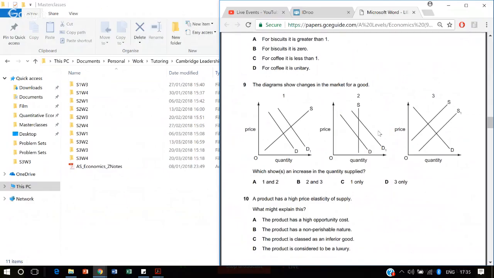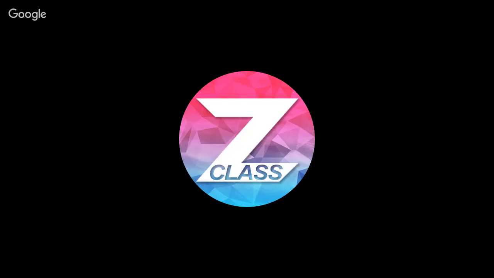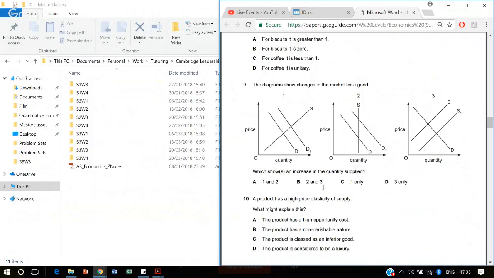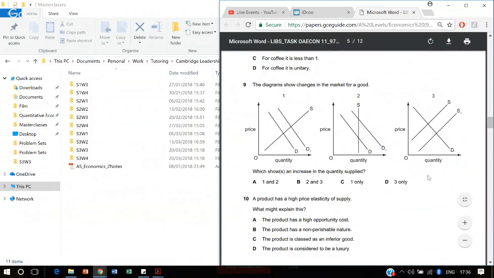Yeah, this is quite a tricky question, isn't it? So what is the correct answer? Is the correct answer D? The correct answer is C. C, 1 only. Okay, oh, sorry, B, 2 and 3. Oh, wait, I'm sorry, it is C, 1 only. Which shows an increase in the quantity supplied? Quantity supplied has increased there as well.